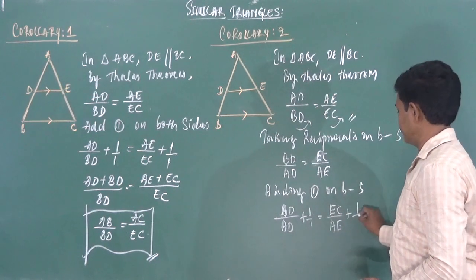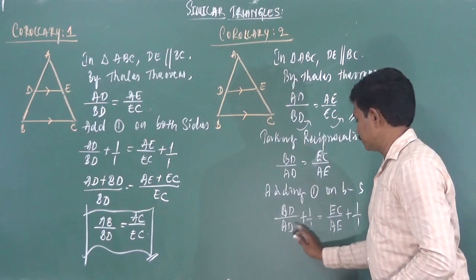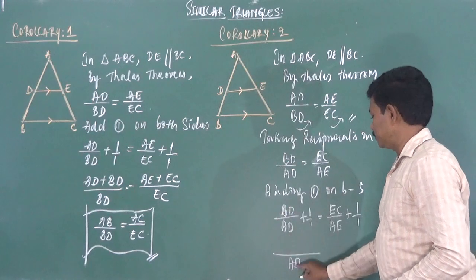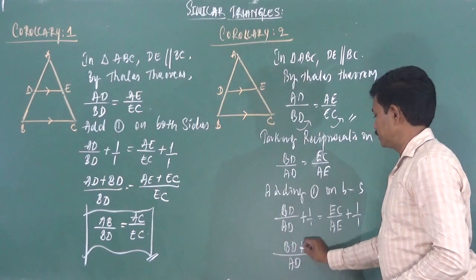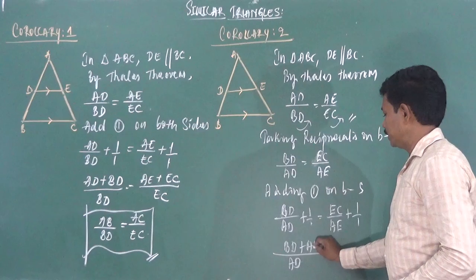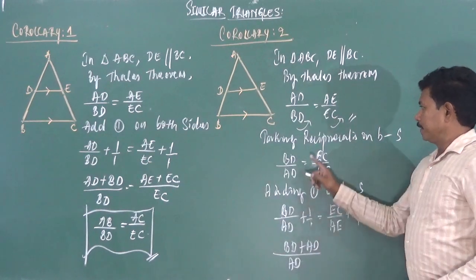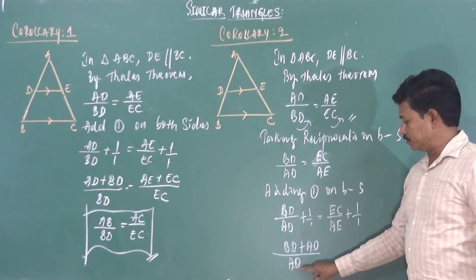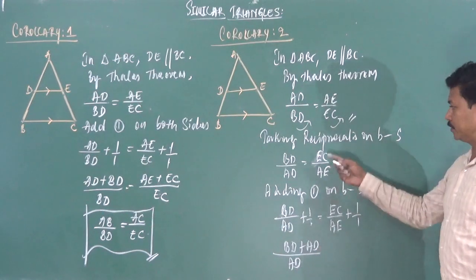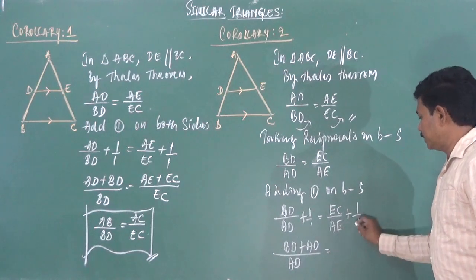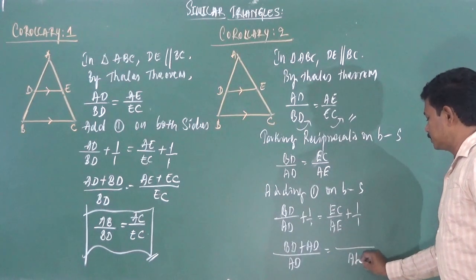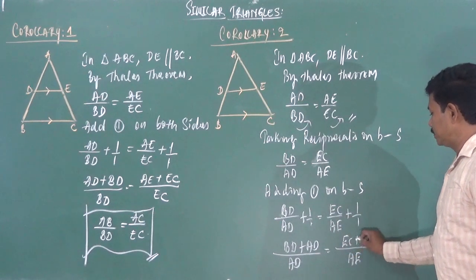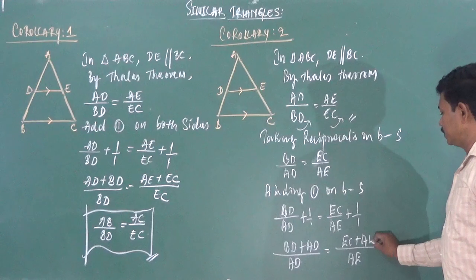So by 1 it is understood. So when you take LCM for AD and 1, the LCM is AD. BD by AD into AD is BD, plus 1 by 1 into AD is AD. So you can see here, the numerator and denominator remain there itself, but the denominator gets added to the numerator because we have taken reciprocals. So it is equal to, LCM is AE, EC by AE into AE is EC, plus 1 by 1 into AE is AE.